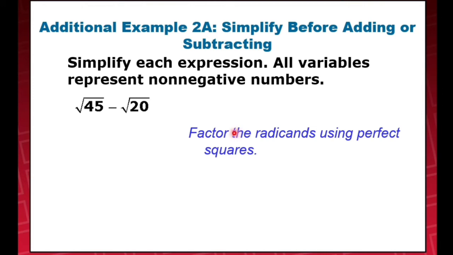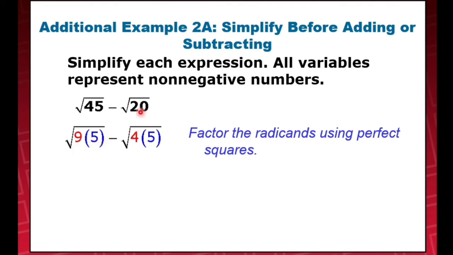Okay, first we need to factor the radicands using perfect squares. Ibig sabihin, yung 45 at saka yung 20, ipa-factor out natin sila in such a way that one factor is perfect and the other factor is not. Okay, so we have the square root of 45 ay para din siyang 9 times 5. Bakit 9 times 5? Because 9 times 5 is equal to 45. And take note that 9 is a perfect square and 5 is not.